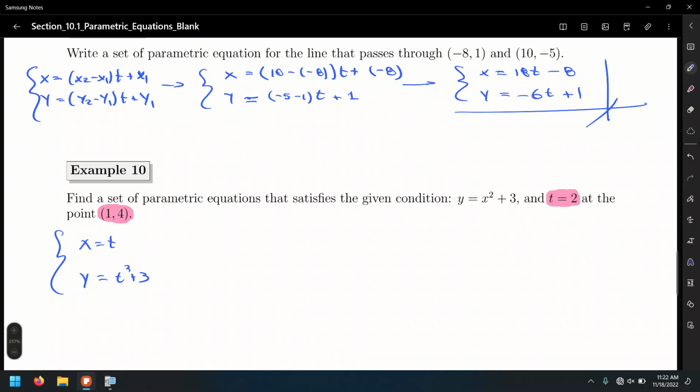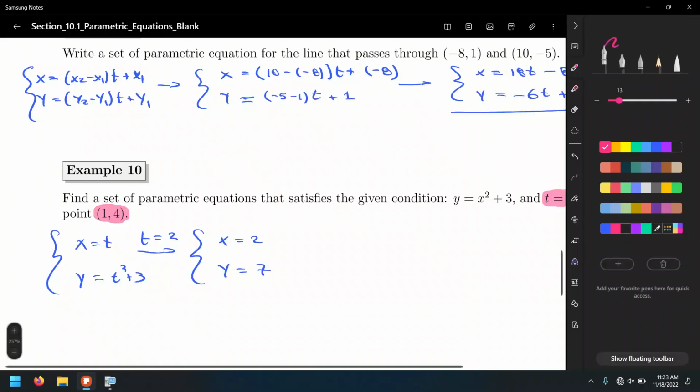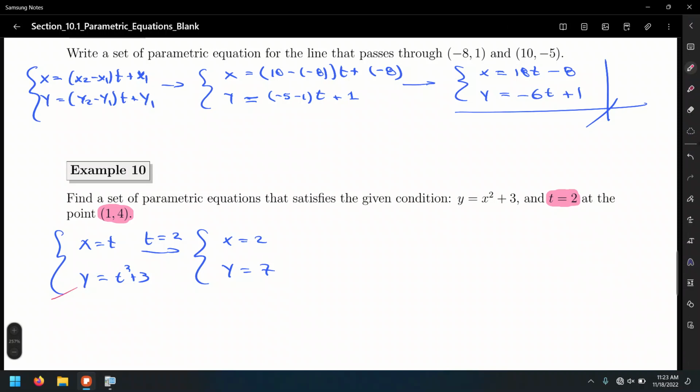That is, that whenever t equals 2, we get to (1, 4). So when t equals, oh wait, no, whenever t equals 2, so that's going to be x equals 2, y equals 2 squared, which is 4 plus 3, which is 7. No, we're not getting the point (1, 4), right? So we need to make a change in the original set of parametric equations. And guys, don't erase this. Actually, just cross it so you can see why this is not working for our purpose.